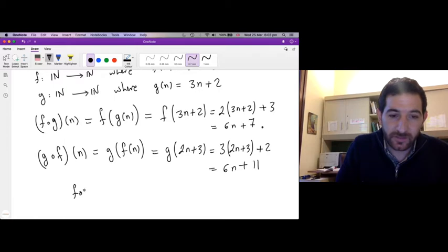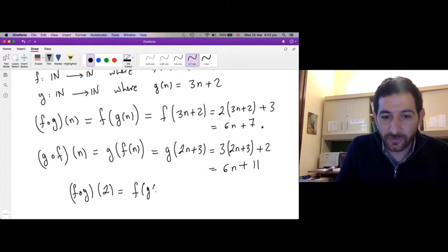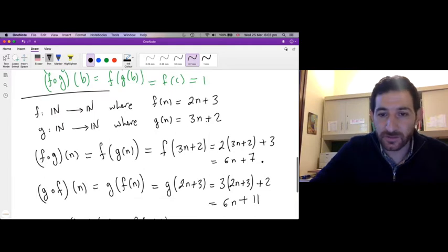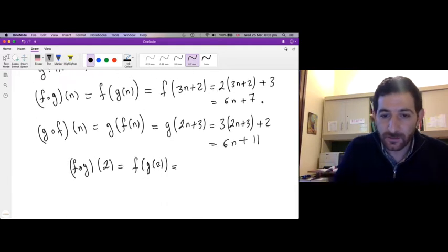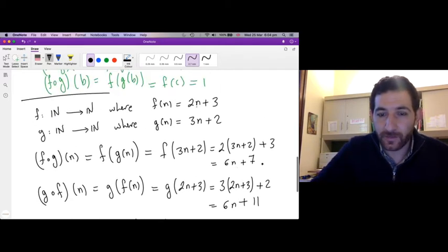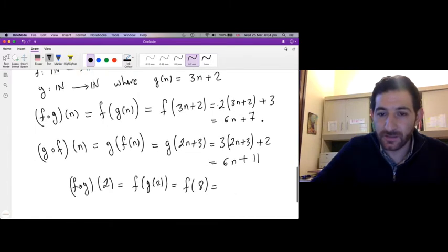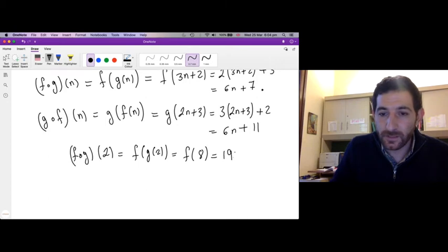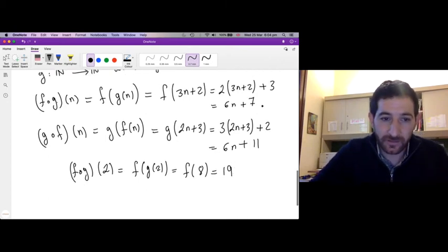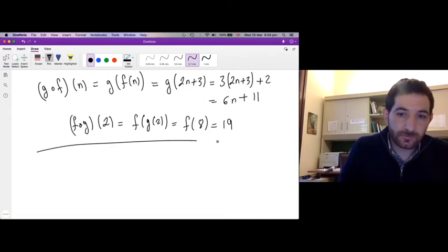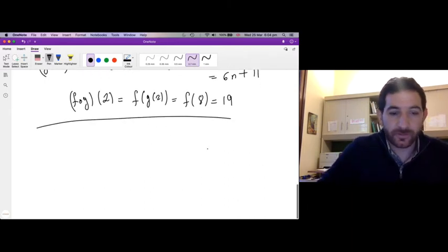And for example, what's the image of 2 under this function? This means f of g of 2, which means first apply g to 2. What happens if you apply g to 2? 2 times 3 is 6, plus 2 is 8. So this is f of 8. And what is f of 8? f of 8 is 8 times 2, which is 16, plus 3 is 19. Okay, you can check now. f after g of 2 is 6 times 2, 12, plus 7 is 19. So this is the composition of functions.